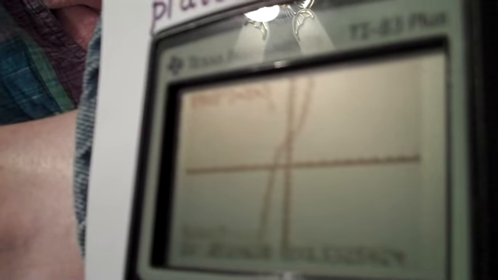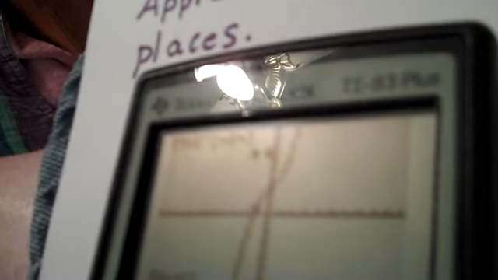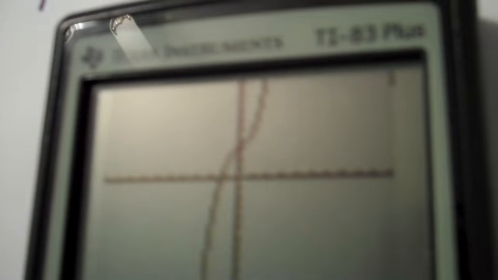Now I'm asked to enter the right boundary, so I'm going to move my spider to the right of where the graph crosses the x-axis. Okay, so there's my right boundary. I'm going to hit enter. And now it wants me to enter a guess. So I'm going to put my spider as close to the zero as possible and hit enter.